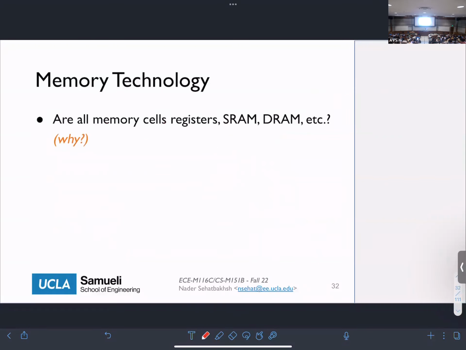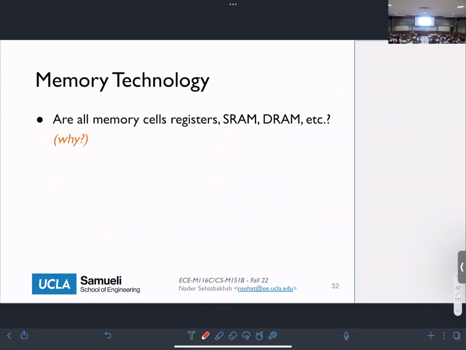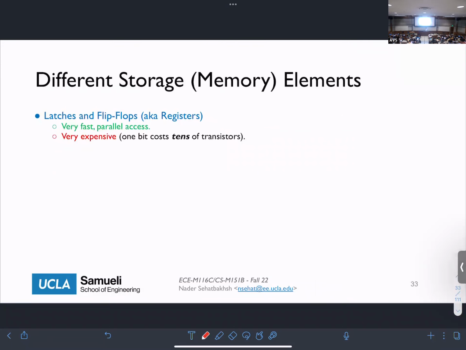So this is just a simplified version of how we read things from memory, and how the address selects among all these different lines in our memory. Another question is, when we say memory, are we talking about the exact same implementation of registers, just 8 of them together? The answer is no, we cannot use the same structure we use for registers for memory. The reason is that building memory requires different transistors, and we usually have 4 or 5 different options to create our memory.